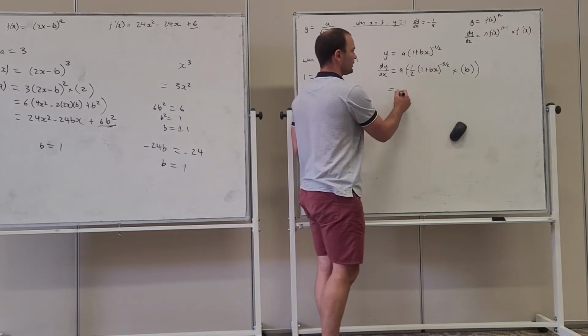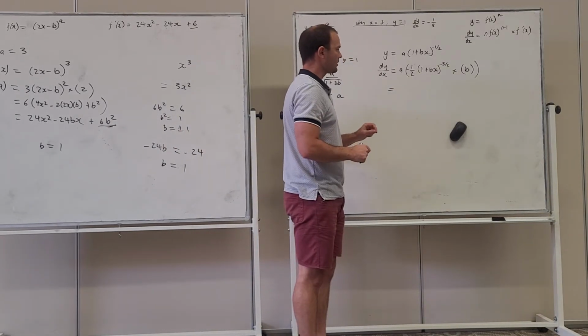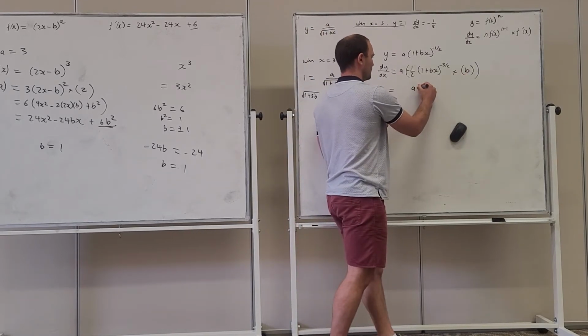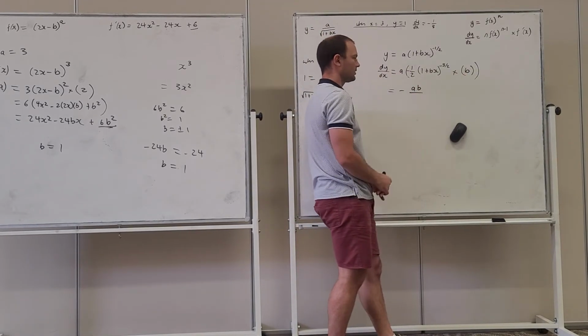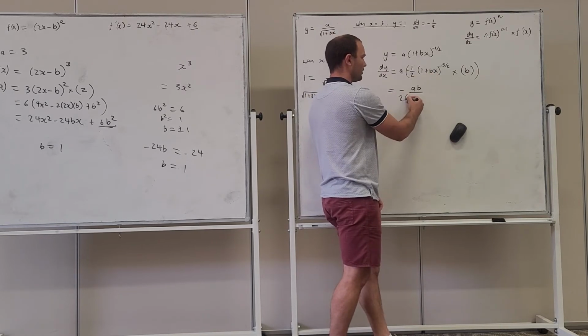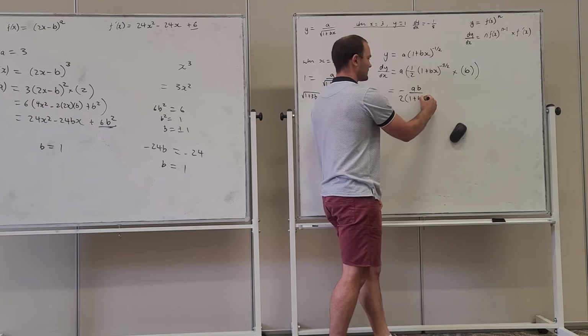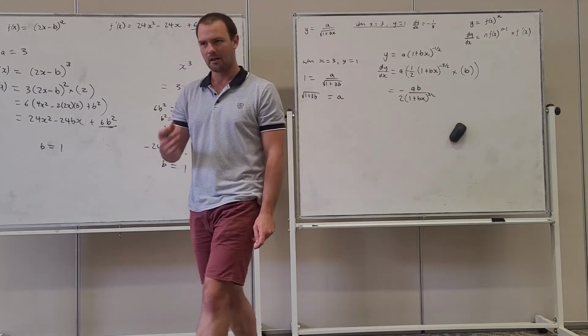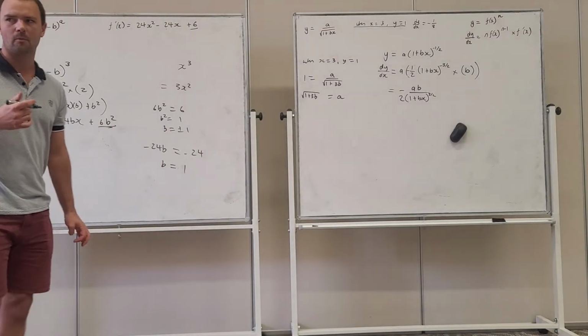Alright, so I'm looking along here, and I'm seeing we're going to have ab at the top, minus ab at the top, and at the bottom we've got 2, and then (1 plus bx) to the power of 3 on 2. Okay, so that's in a form that's a bit more usable for us, a bit more manageable.